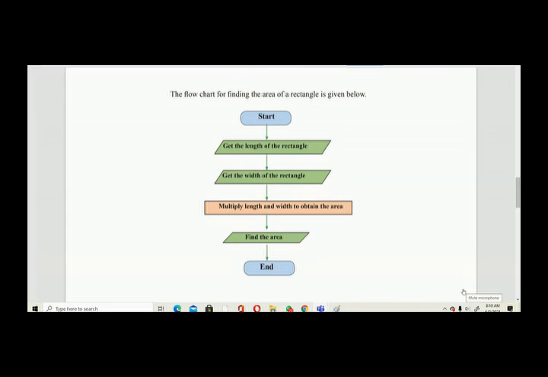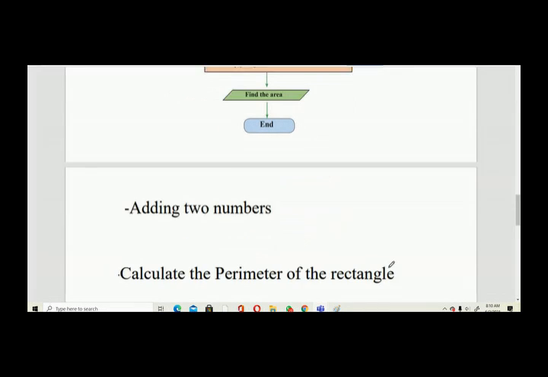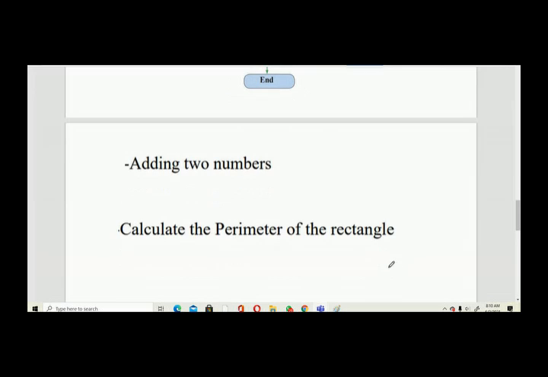Okay, then we will go to the question. If you missed anything, you can draw them later. I'm going to send this, and also this is in your book, right? The next question is the first one: adding two numbers.